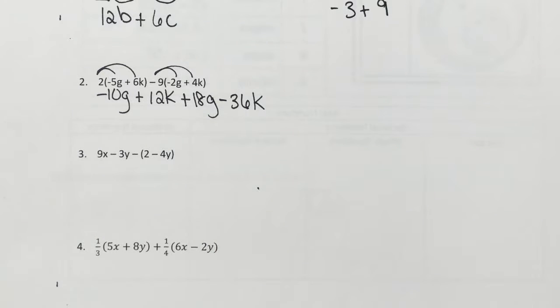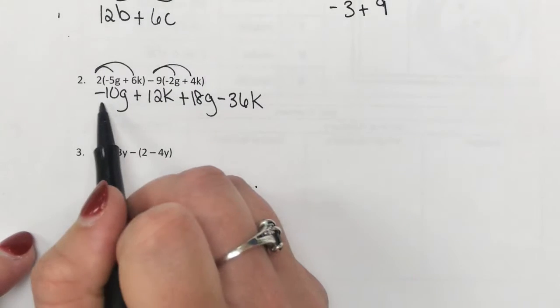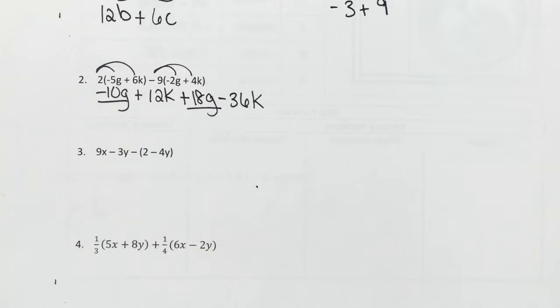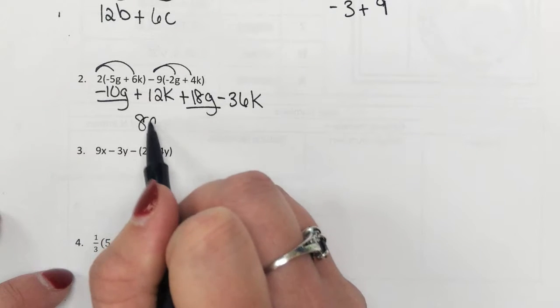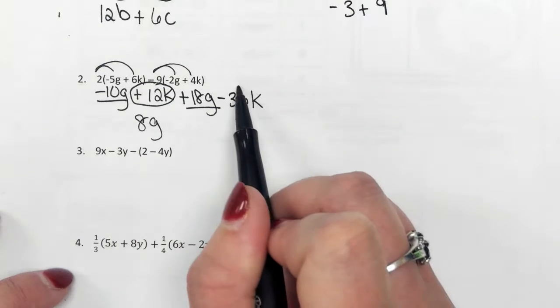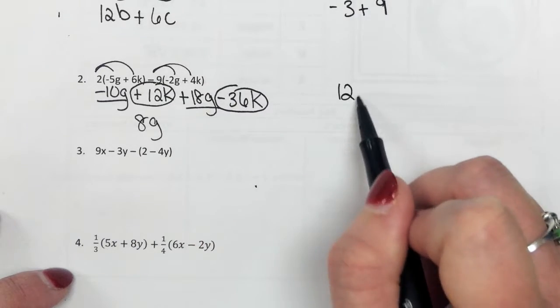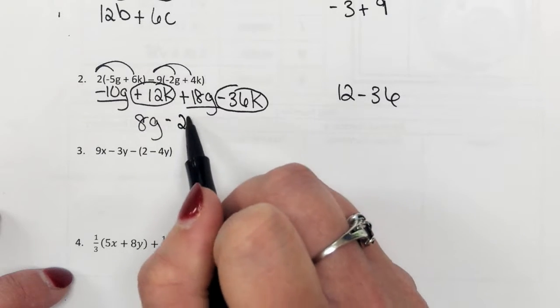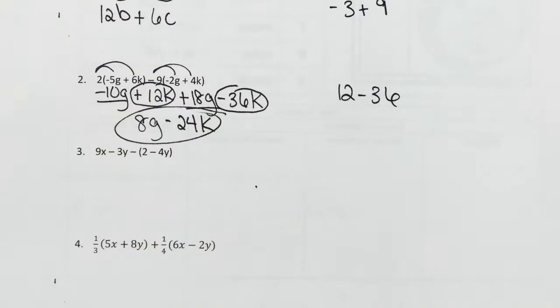Negative 9 times negative 2 is a positive 18. Perfect. All right, Lynn, what else did you do from there, buddy? See anything you can find? Perfect. Negative 10 plus 18. How much is that? Anybody? Positive 8G. Perfect. Then you got a positive 12K minus 36K. What's 12 minus 36? Negative 24K. And we'll take that further later, okay?